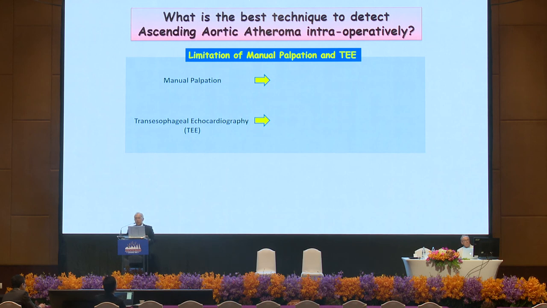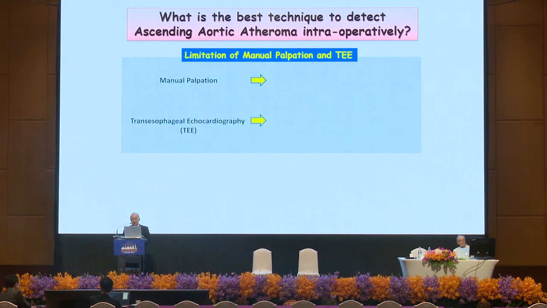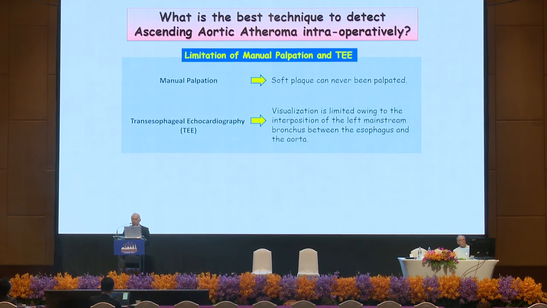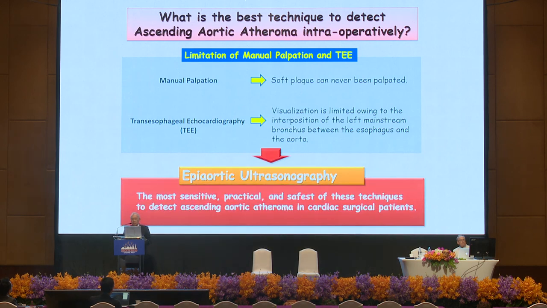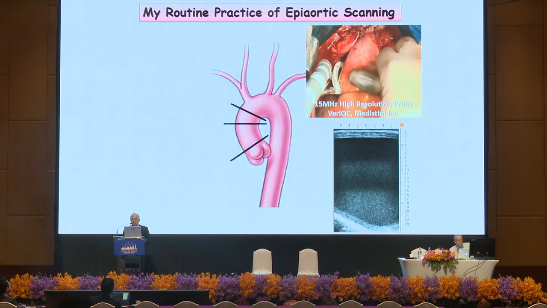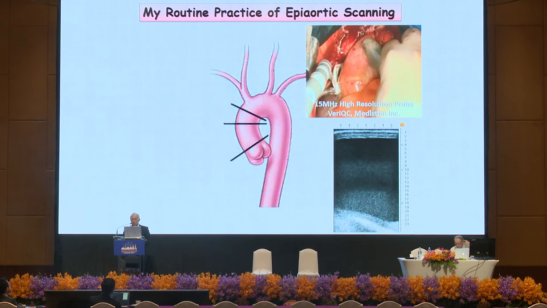So what is the best technique to detect ascending aortic atheroma intraoperatively? There are some limitations of manual palpation and transesophageal echocardiography. Actually, with manual palpation, soft plaque can never be palpated. And TEE visualization is limited owing to the interposition of the left main bronchus between the esophagus and the aorta. So epiaortic ultrasonography is the most sensitive, practical, and safest of these techniques to detect ascending aortic atheroma in cardiac surgical patients. So this is my routine practice of how I apply epiaortic scanning.